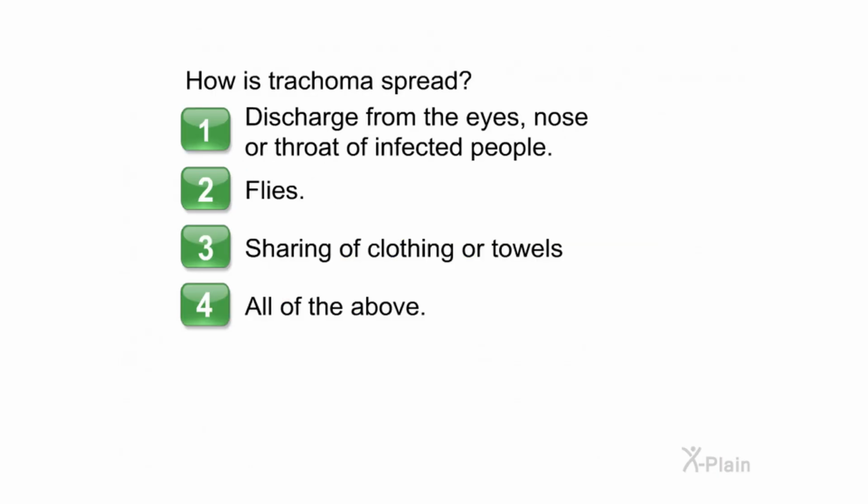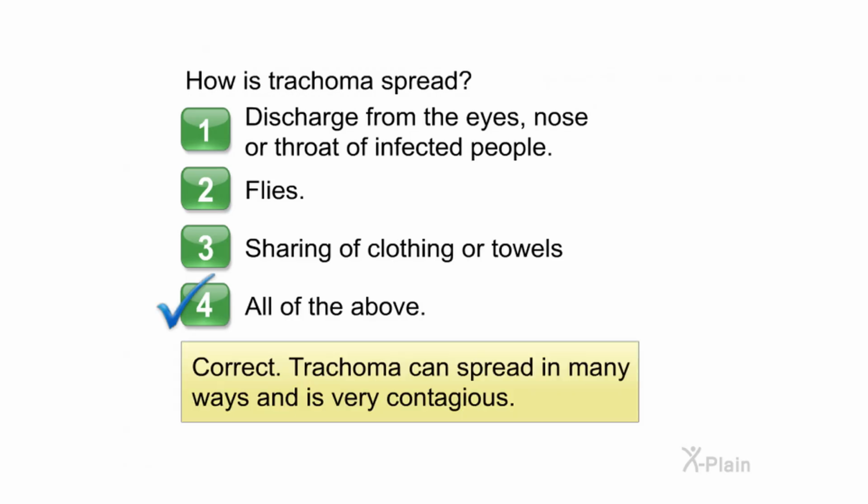How is trachoma spread? Choose one of the following. 1. Discharge from the eyes, nose, or throat of infected people. 2. Flies. 3. Sharing of clothing or towels. 4. All of the above. Correct. Trachoma can spread in many ways and is very contagious.